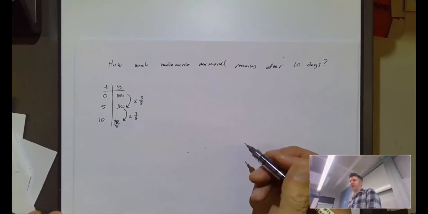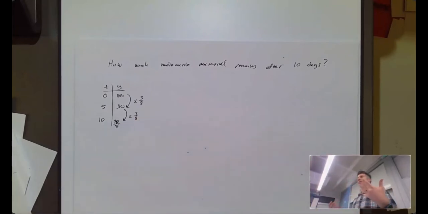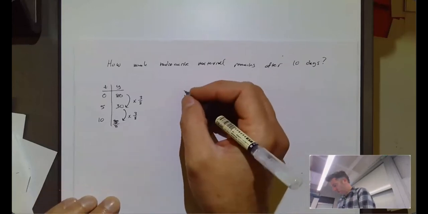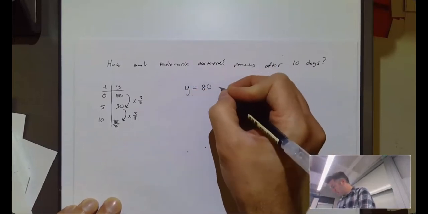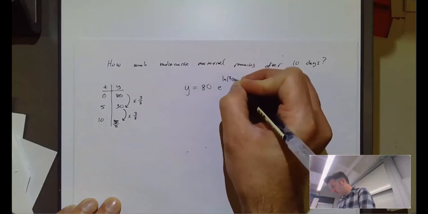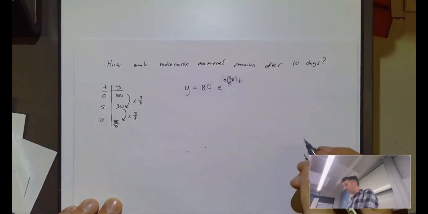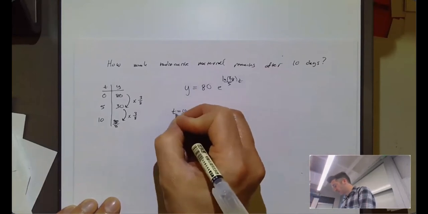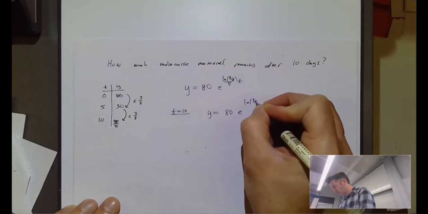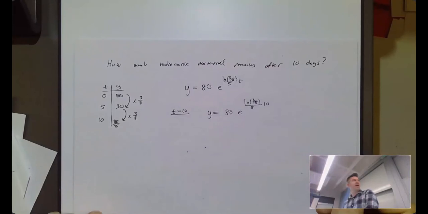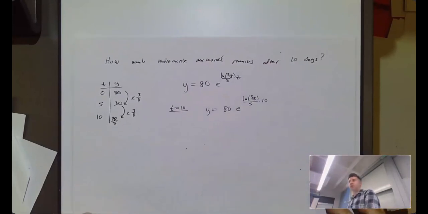Now that doesn't seem very, I don't know, it doesn't feel very rigorous. You're just making stuff up, kind of. It is true though. Now, here's how you can see it in the actual work we did. If you take our model, which was y equal to 80 e to the natural log of 3/8 over 5 times t, and if you plug in t equal to 10, you're going to get y equal to 80 times e to the natural log of 3/8 over 5 times 10. Which you might say looks pretty terrible to try and deal with. But let me show you how this is going to work out kind of nicely.